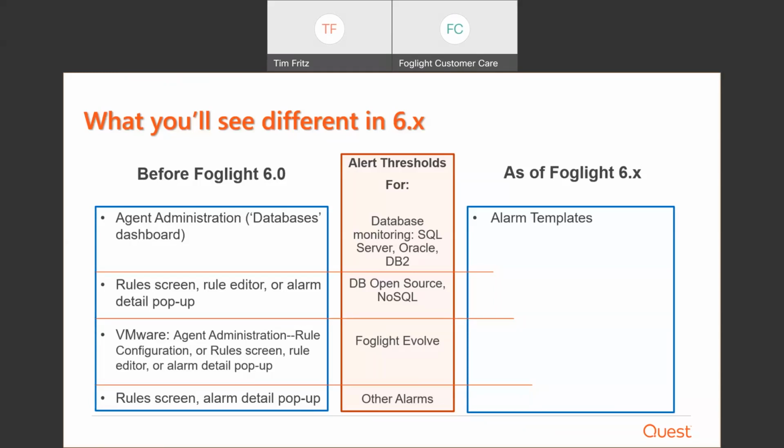VMware, other Foglight Evolve cartridges. Well, for sure VMware, possibly Hyper-V, and to be honest, I don't remember the whole list, but some of them have an agent administration tab or screen within those dashboards and a rule configuration tab. So that was where you could set up the thresholds for, say, a VMware agent for a virtual machine for an ESX host, okay?